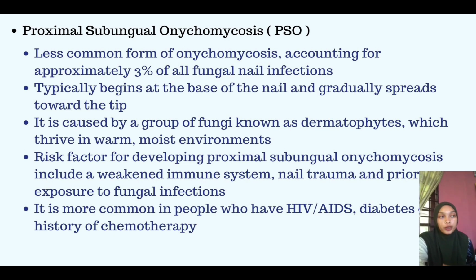Proximal subungual onychomycosis is the less common form of onychomycosis, accounting for approximately 3% of all fungal nail infections. It typically begins at the base of the nail and gradually spreads toward the tip. It is caused by a group of fungi known as dermatophytes, which thrive in warm and moist environments. Risk factors include a weakened immune system, nail trauma, and prior exposure to fungal infections. It is more common in people who have HIV or AIDS, diabetes, or a history of chemotherapy.